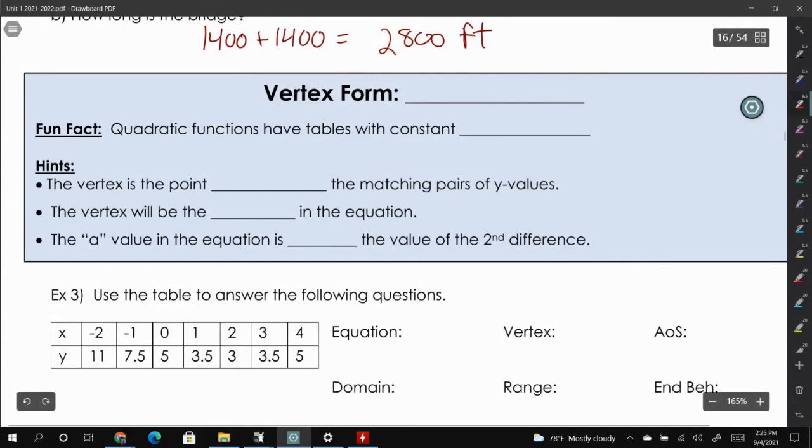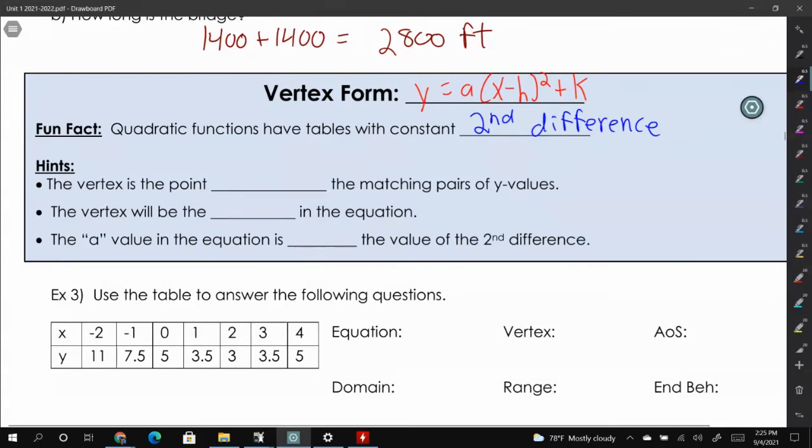Now, the last thing we're going to do is talk about writing equations in vertex form from a table. So just so that we don't have to keep flipping, we're going to write the vertex form here. And we did talk about this the other day, that quadratic functions have tables with a constant second difference. Okay, and that second difference we get by subtracting the y values and then subtracting that first difference from each other.